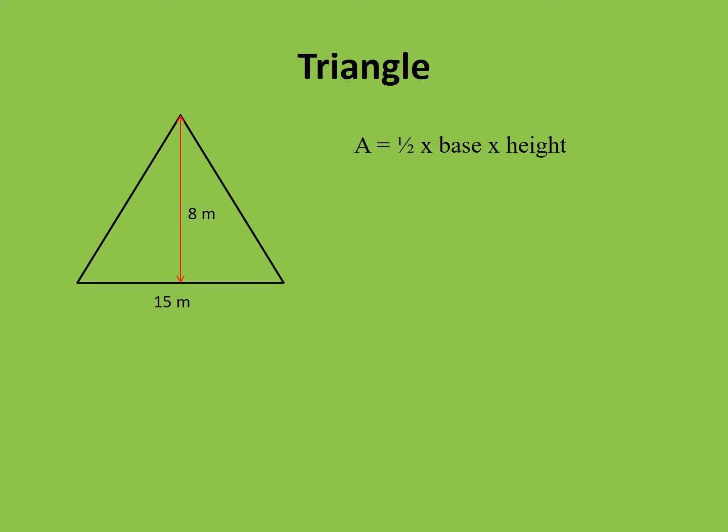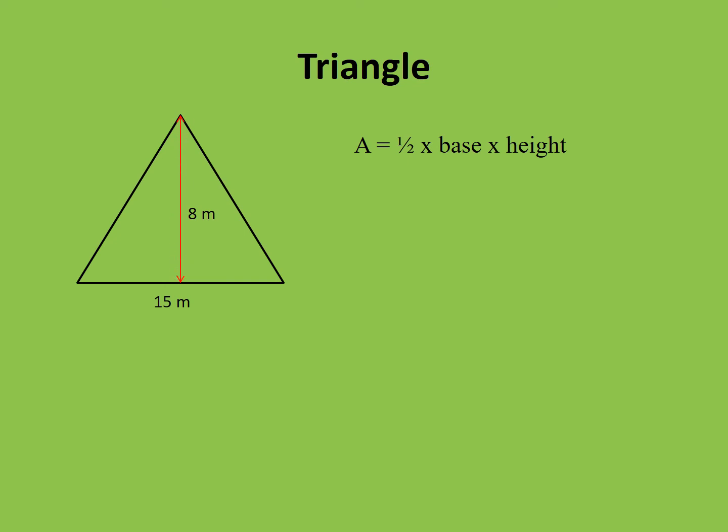Let's have a look at the triangle. Here's your formula right here. Area equals a half times the base times the height. Here's your base. And again, it's a vertical or perpendicular height, not the sides of the triangles. In a right angle triangle, it sort of is, but we'll come to those another day.